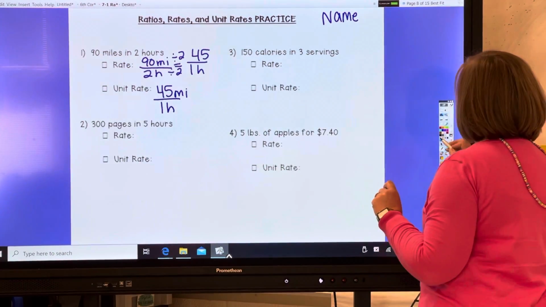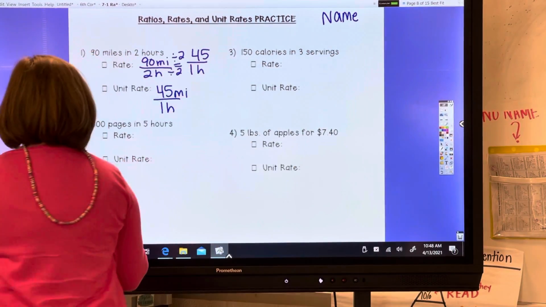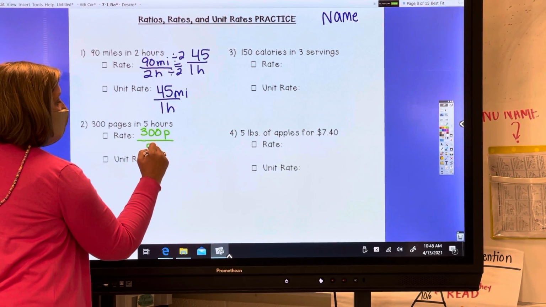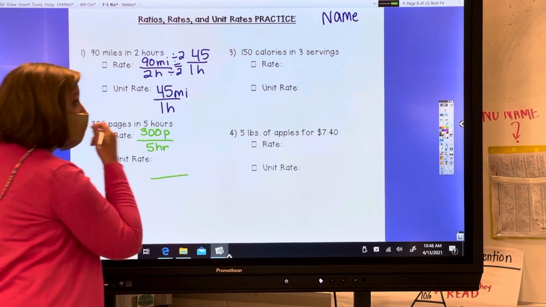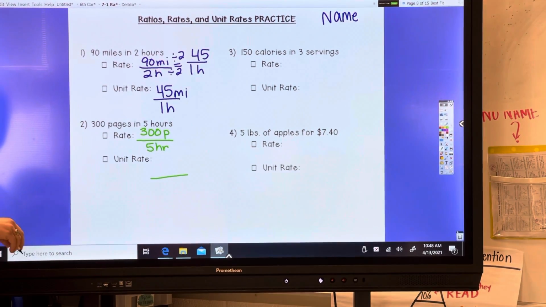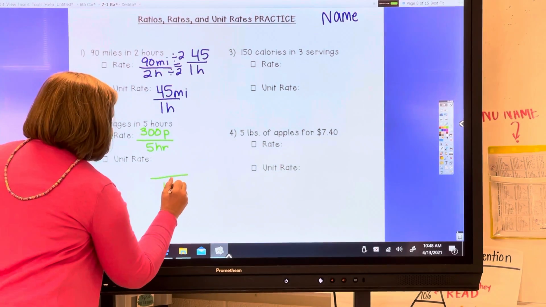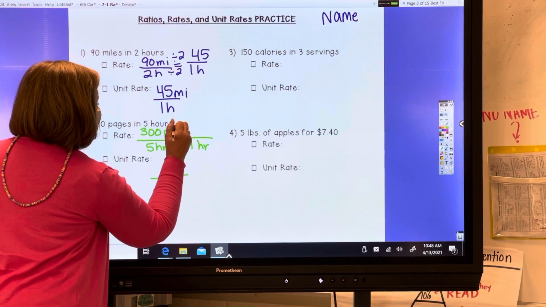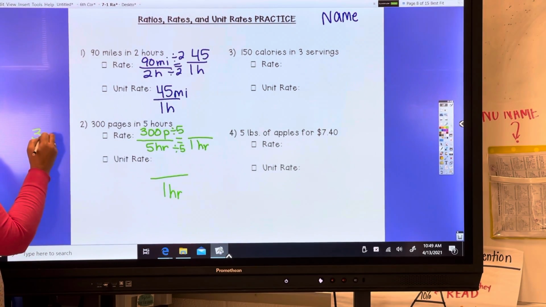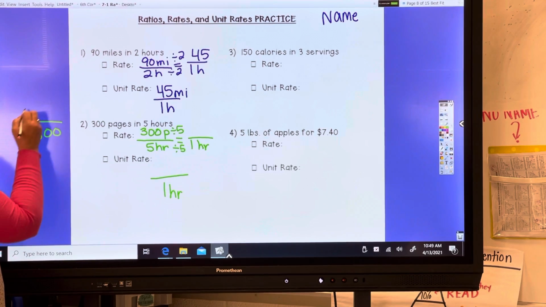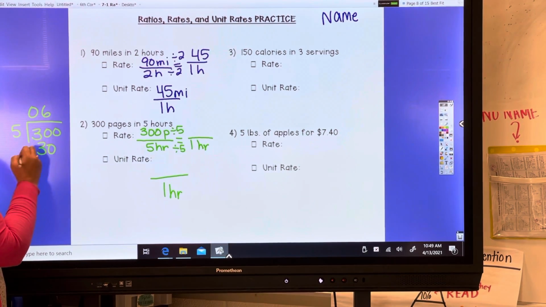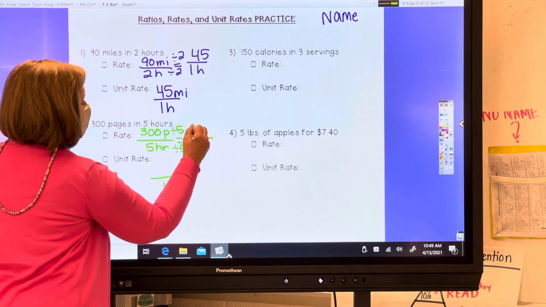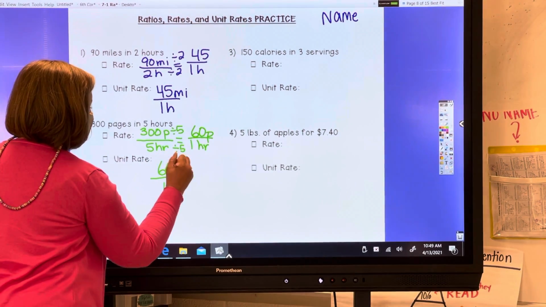Let's try number 2 together. We have 300 pages in 5 hours. For our unit rate, what do we have to have in the bottom? 1. So how do I get from 5 to 1? You divide by 5. 300 divided by 5 is 60. So how many pages can this person read in an hour?